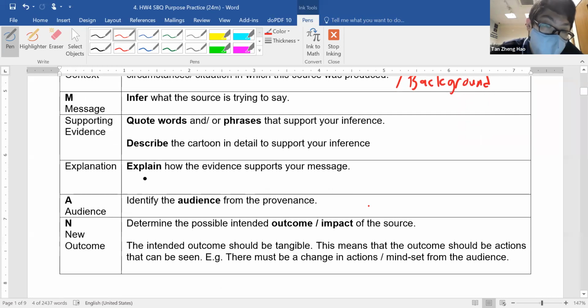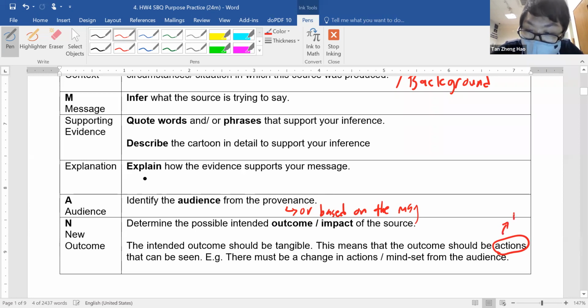Who's the audience? Usually, you can look at the audience from provenance, or based on the message, you can guess who is meant to receive the message. And very important, to reach the highest level, we need to have the new outcome. The new outcome needs to be an action by the audience. So I want the audience to do something. You want the audience to do something after they get the message.